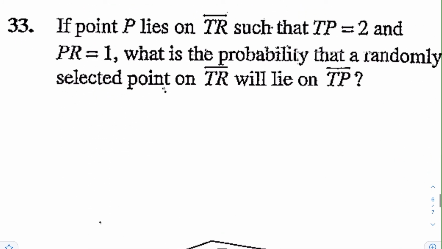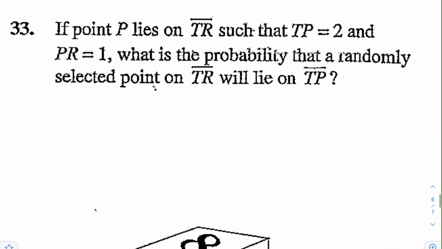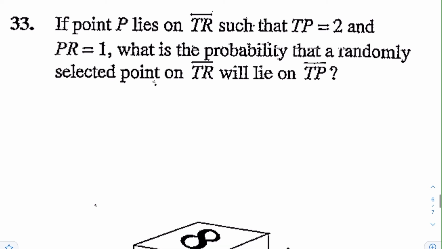Next, for number 33, if point P lies on TR such that TP is equal to 2 and PR is equal to 1, what's the probability that a randomly selected point on TR will lie on TP? So here you want to draw your diagram.